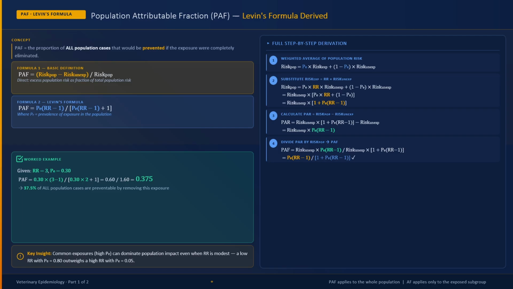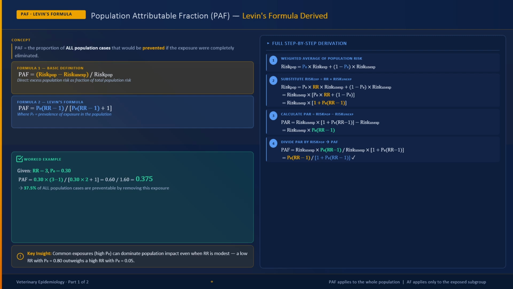Population attributable fraction is the proportion of all cases in the population that would be prevented if we eliminated the exposure entirely. Step 1. Population risk is a weighted average. PE times risk in the exposed plus 1 minus PE times risk in the unexposed. Step 2. Substitute risk in the exposed equals RR times risk in the unexposed. Factor out risk in the unexposed and you get risk unexposed times the quantity 1 plus PE times risk ratio minus 1.